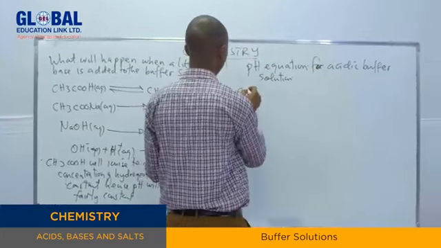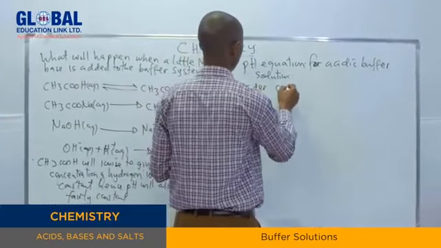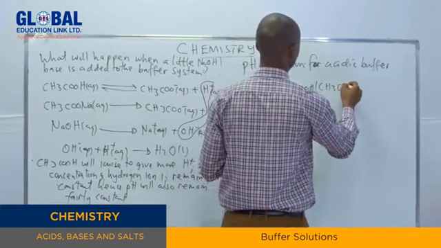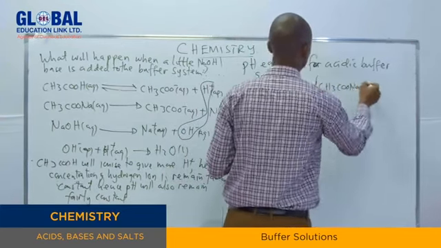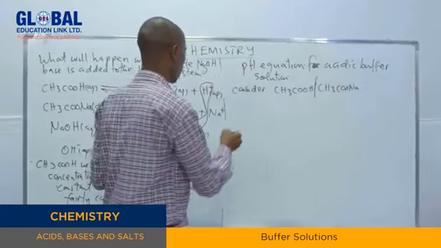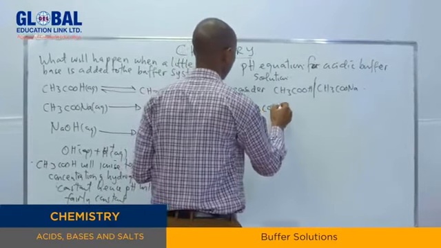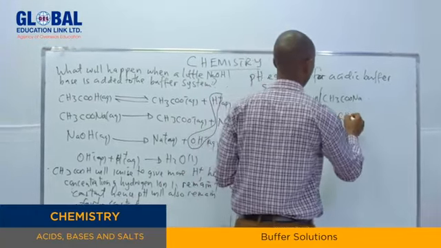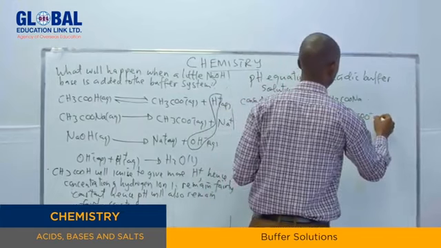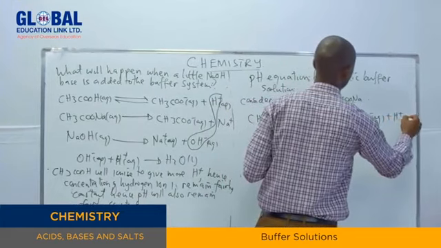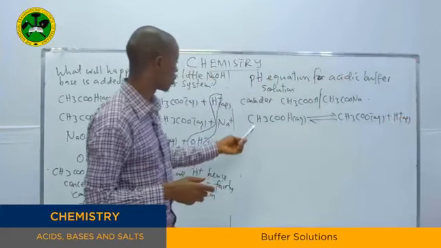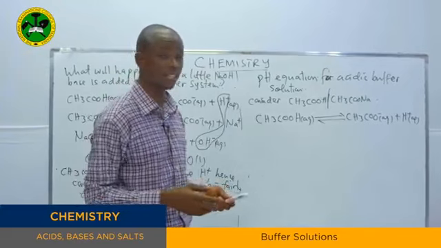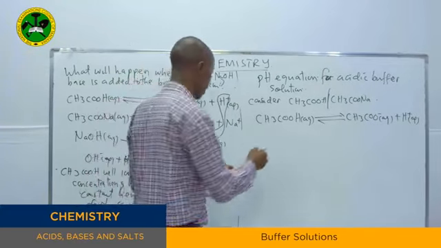Now consider this system. Consider that acidic buffer solution. Now let's take the acetic acid. If we write the ionization constant for the acid, Ka, I'm sure that if I tell you to write that constant, you will be able to write it.